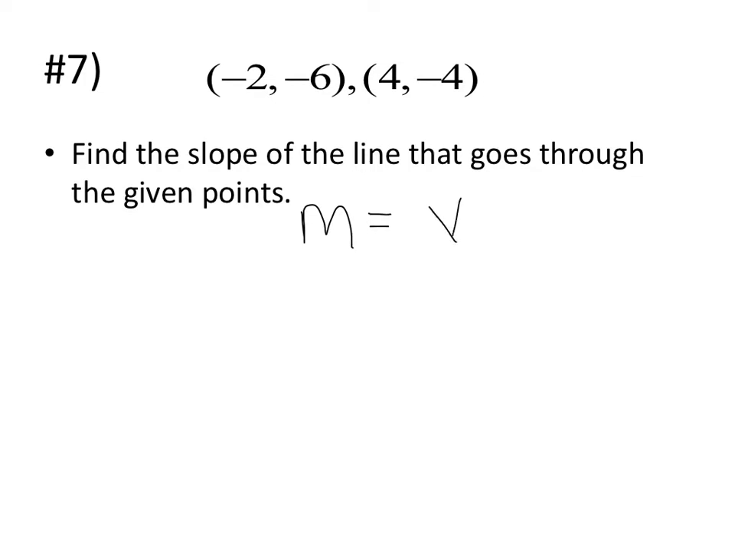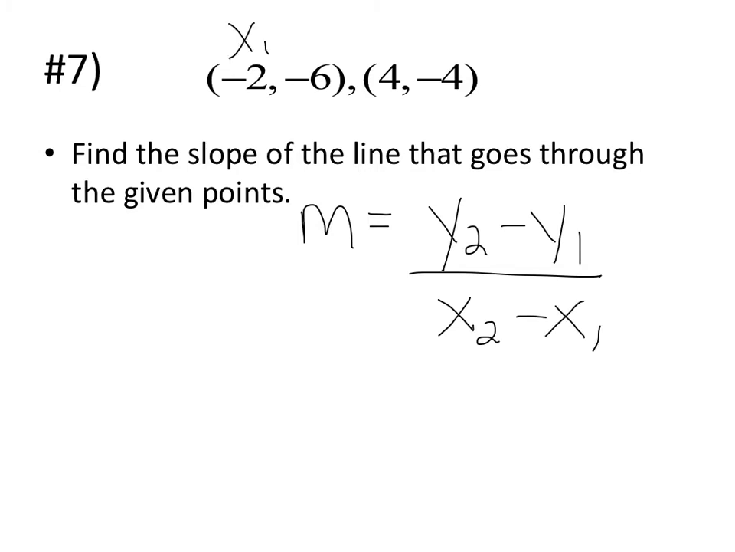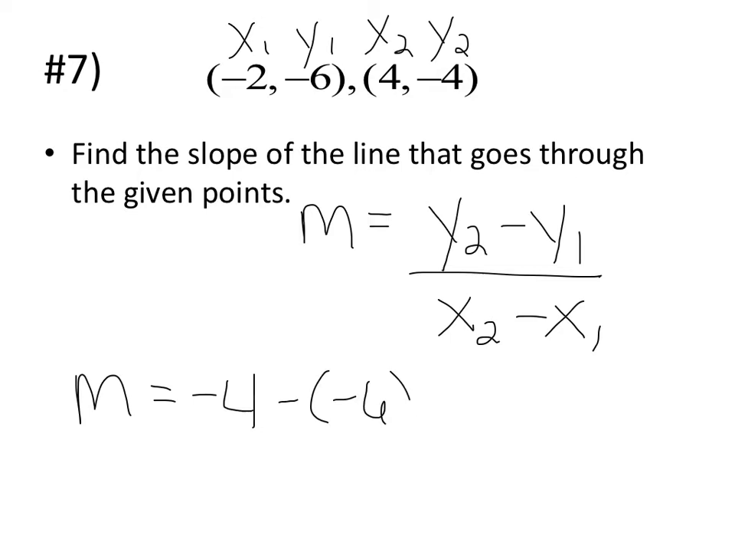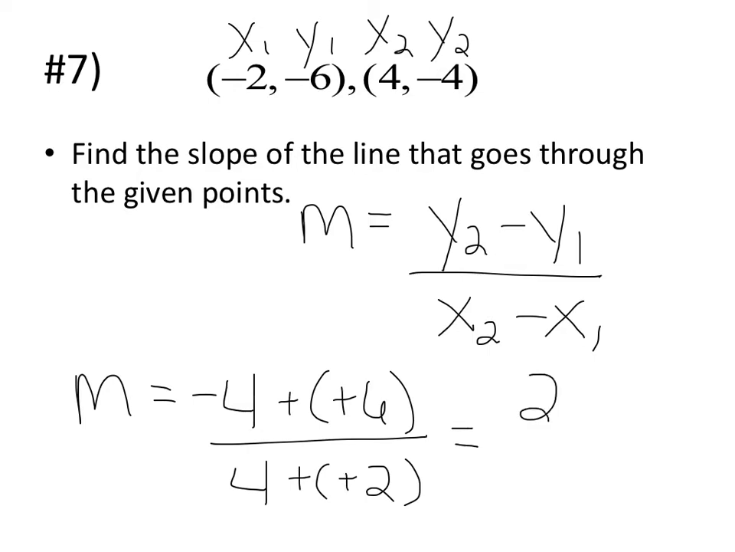M is equal to y2 minus y1 over x2 minus x1, x1, y1, x2, y2. M is equal to negative 4 minus negative 6 over 4 minus negative 2. Add a line, change the sign, add a line, change the sign. You end up with 2 over 6, which you always reduce to 1/3.